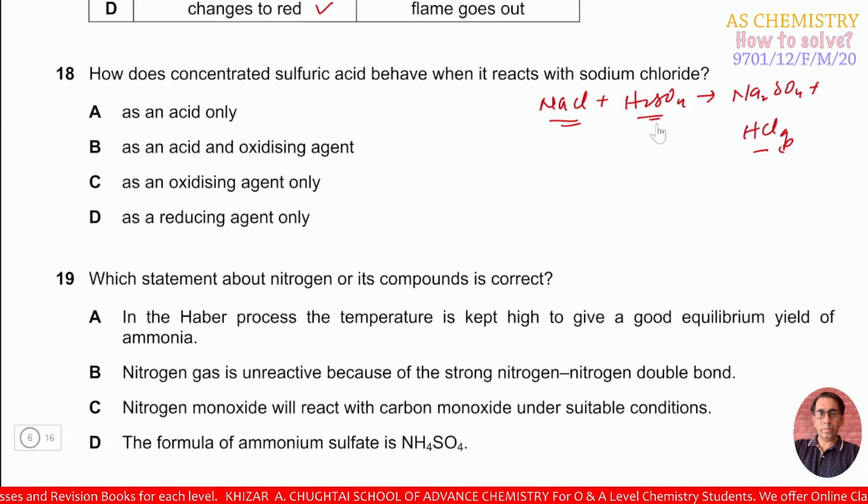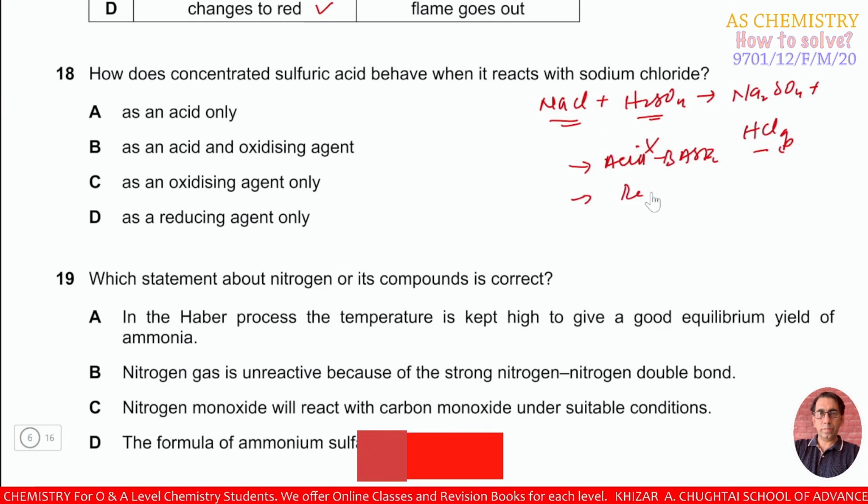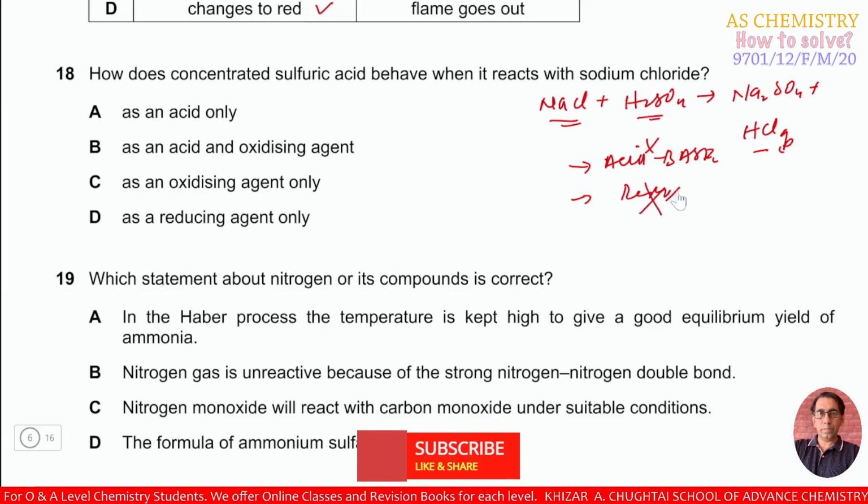NaCl and H2SO4 is not a redox reaction. There are two possible reactions. Step one, in this case, is an acid-base reaction. It could be a redox, but at the moment it is not a redox reaction. It is not a redox reaction.